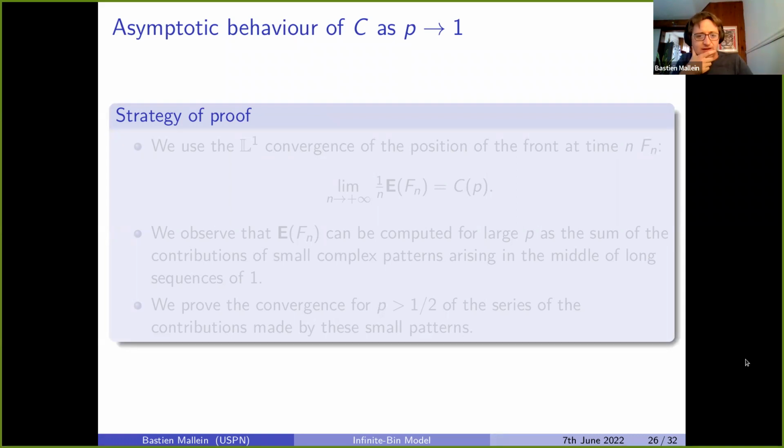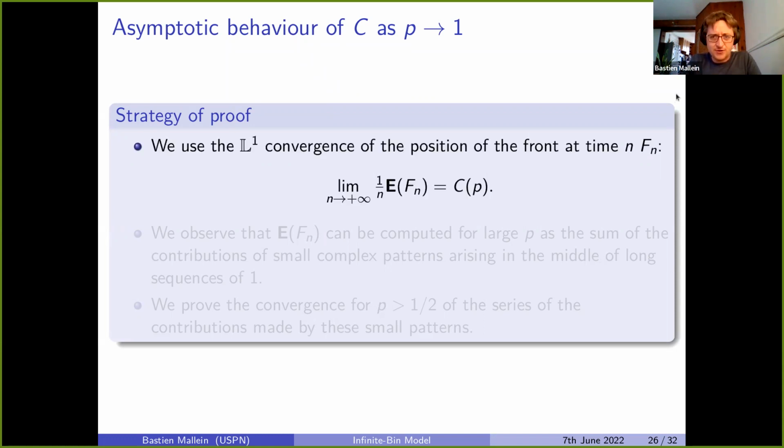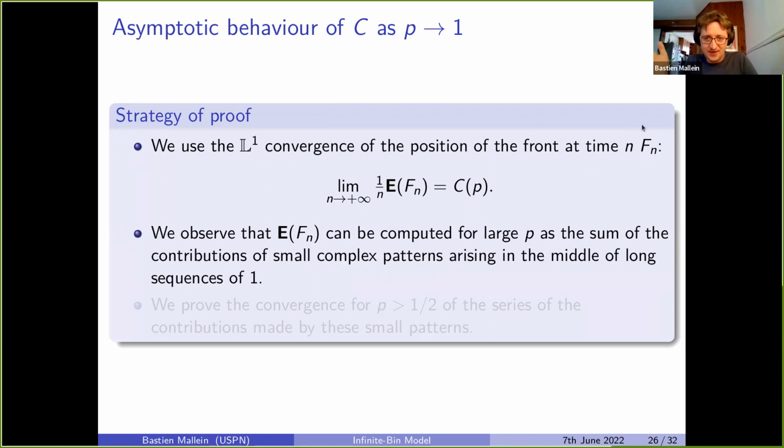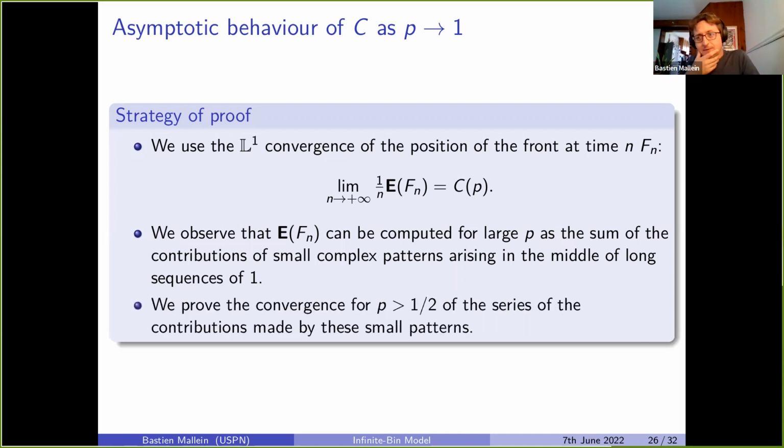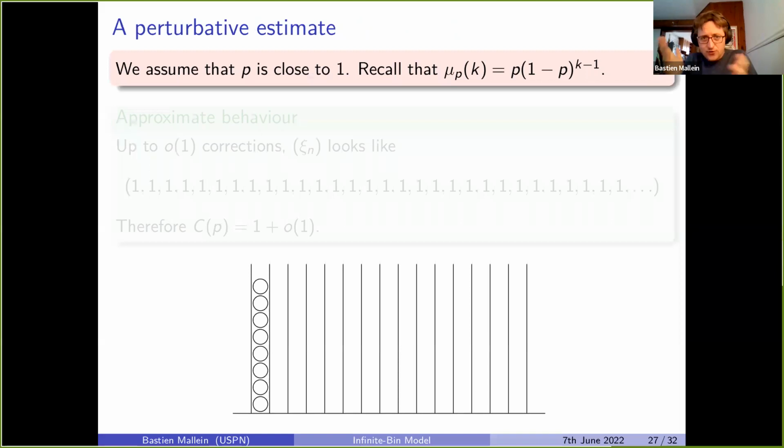So now, how were we able to prove that this function is analytic? The idea is to use the connection between the function C of P and the length of the infinite bin model. We claim that because we have this convergence and domination, C of P can also be computed as the limit of 1 over n times the expectation of Fn. And we will prove that this expectation can be computed as a sum of independent contributions, at least for P close enough to 1.